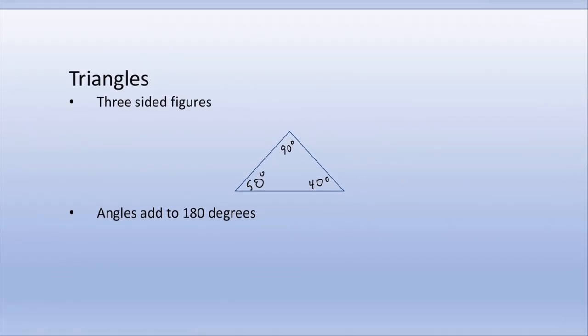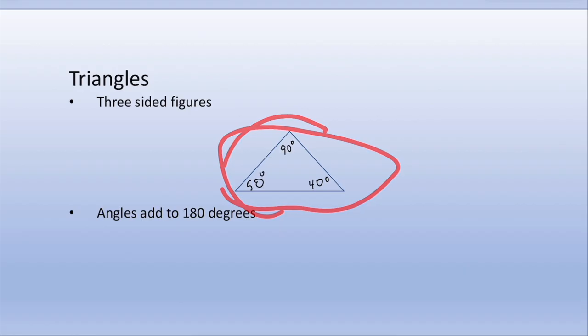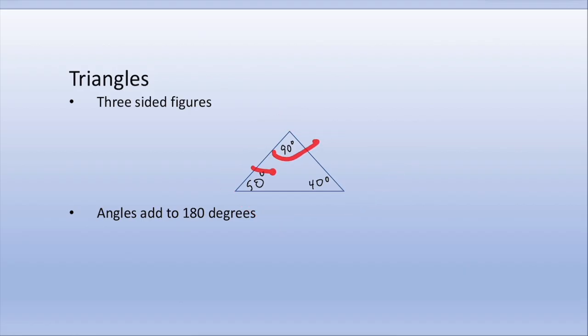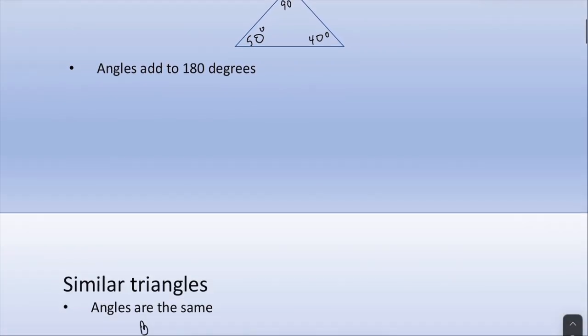Now, we know that, yes, it's a three-sided figure, but another thing that you should know is that the angles inside of a triangle always add up to 180. So if you were to add these, 90, 50, and 40, you can see that those total up 180 degrees. So that's a fact that you want to have memorized.